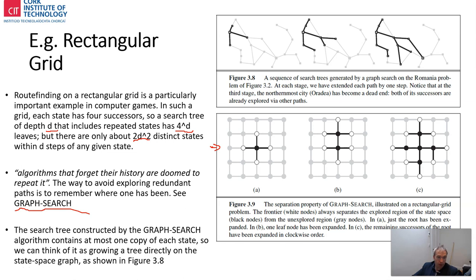Which is a benefit. Okay? So again, the search tree consistent with the graph search contains at most one copy of each state, so we can think of this growing tree directly as the state graph as shown. So again, you can see up here how it's like a growing tree. And you can see how it enables us to ignore taking particular actions because both the nodes were already in the frontier or the explored set prior to this action being prompted. Okay?